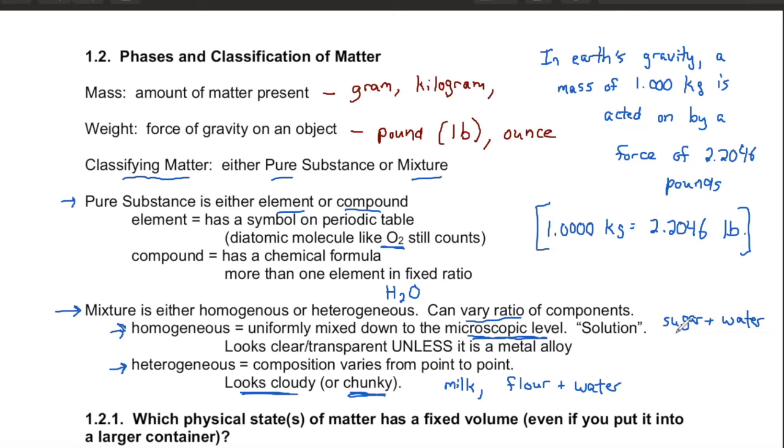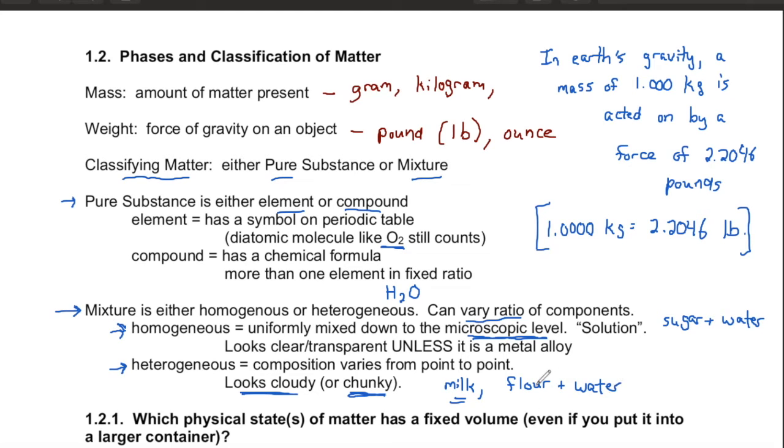It would get clear. If you mix flour and water, or if you had milk, it might look pretty uniform. Hopefully it doesn't look chunky, otherwise you need some new milk. But you can stir the flour and water until it looks pretty well mixed, but it's still cloudy, so it's not completely uniform. And if you left the flour and water, the flour would kind of sink to the bottom.